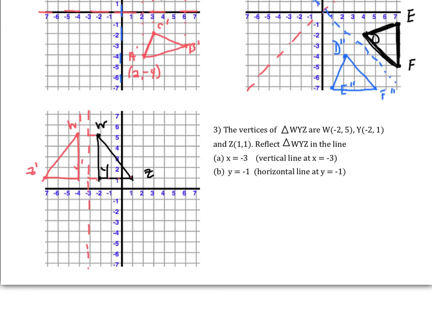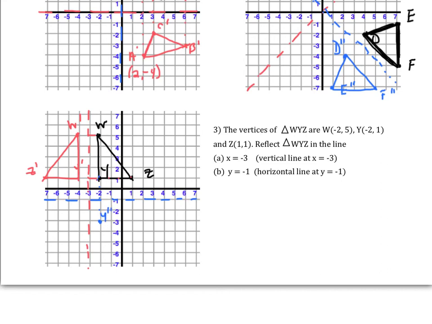Okay, for our last one, our line of reflection is the line y equals -1. That's a horizontal line down here where y is equal to -1. And again, we're going to do this one by counting. So point Y, starting with that, is 1, 2 units above the line of reflection. Come to the line of reflection and go 2 units below. 1, 2. So this will be Y, we'll say double prime.